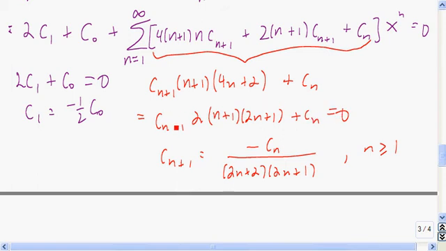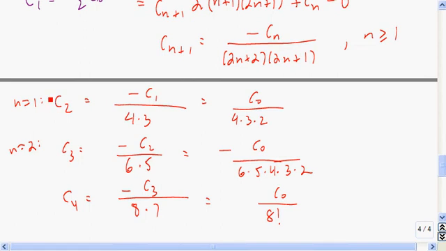So if we solve that for c sub n plus 1, we get negative c sub n, and we can put that 2 inside, so it's a nice little pattern, over (2n plus 2) times (2n plus 1). Okay, and so this is going to be true for n greater than or equal to 1, because that is what the powers here start at. All right, so we simply now need to find the pattern. Go ahead and press pause and start to look for that pattern by plugging in values of n starting at 1.